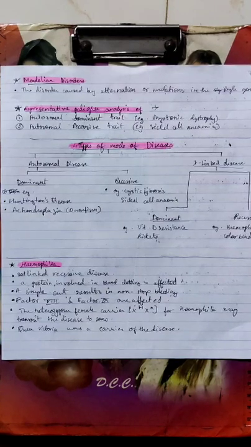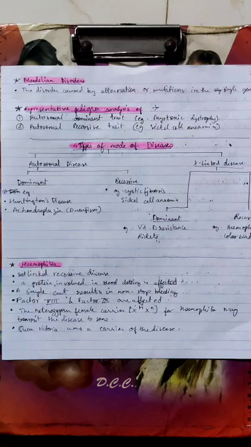First, we will see hemophilia. Hemophilia is a sex-linked recessive disease. In this, a protein involved in blood clotting is affected. A simple cut results in non-stop bleeding. It is controlled by a pair of alleles, H and h. H is a normal allele. Small h is responsible for hemophilia. Factor 8 and factor 9 are affected.